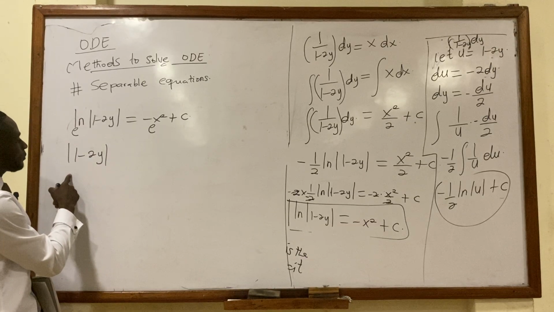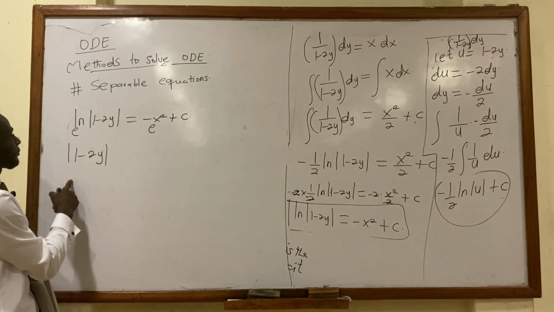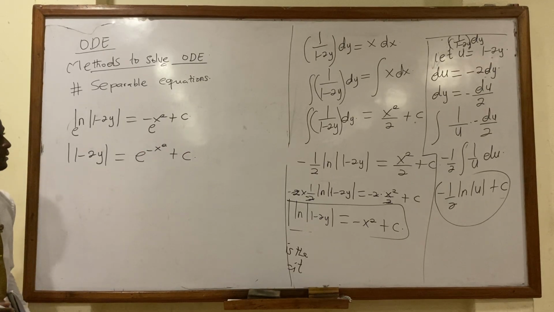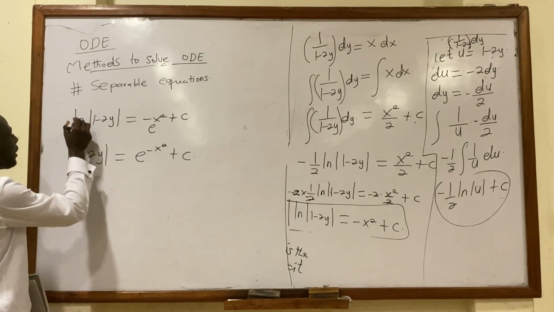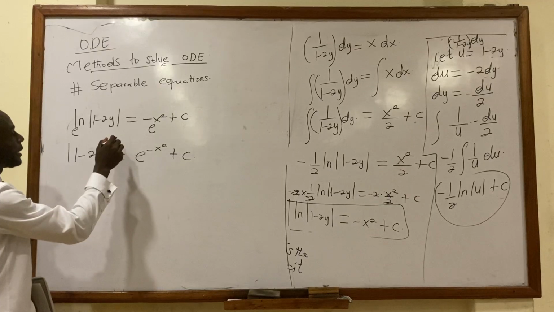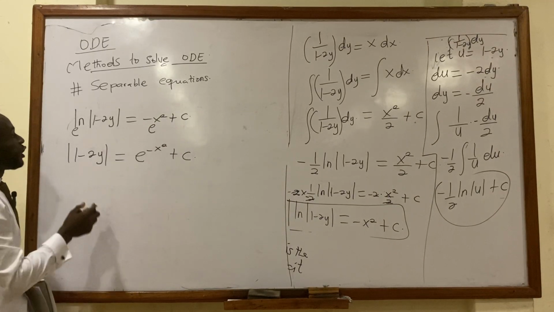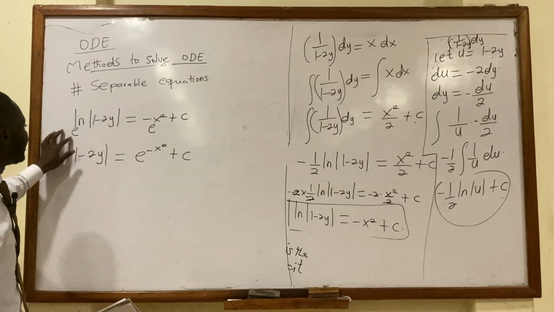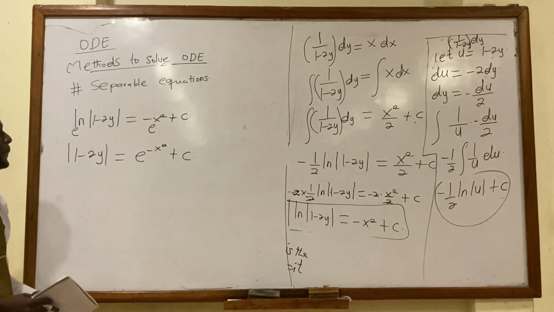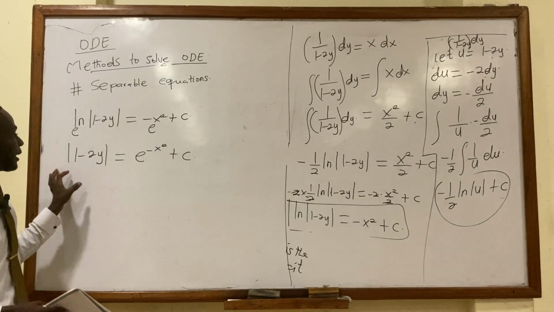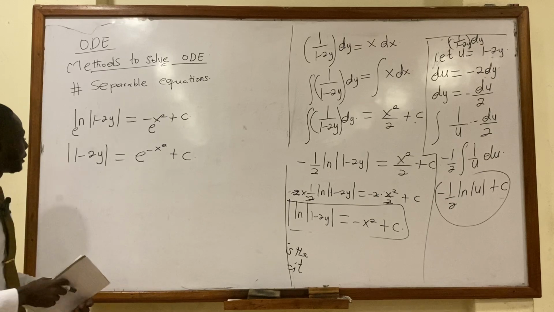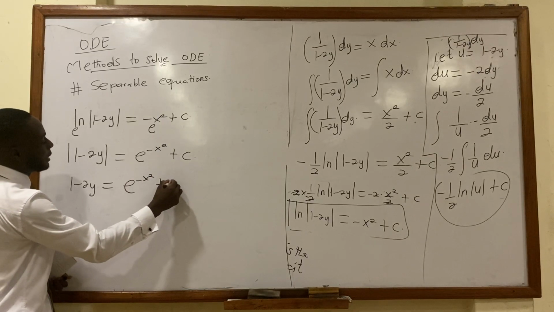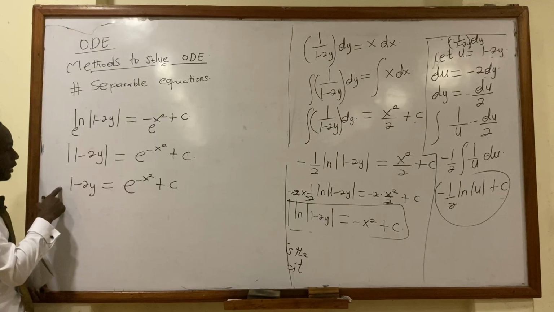So this will now be e power minus x squared plus c. Very, very simple. When you have ln of 1 minus 2y equals minus x squared plus c, you want to eliminate the ln. So we introduce the base of the ln, which is e, and then the ln goes away, and we have the expression inside the ln. So from here, we can say that 1 minus 2y is equal to e power minus x squared plus c. And now we can subtract 1 on both sides.